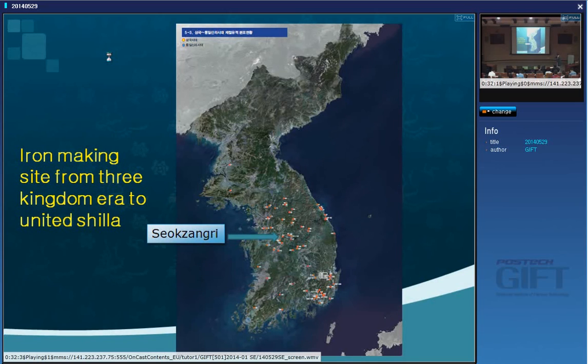The same situation is that in this place, there are many, many iron-making sites, and in this Silla and Kaya area, there are many iron-making sites. In Chungcheongdo and Jeollado, they are very, very rare, because of a lack of iron ore, I think.